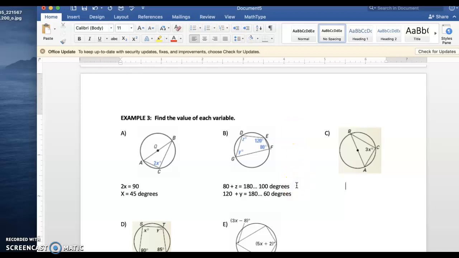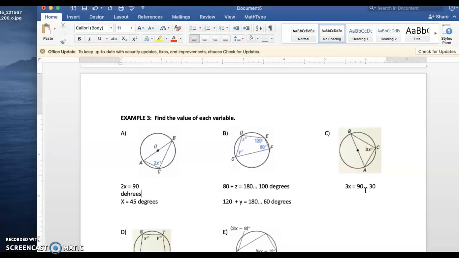Part C is just like part A. I see that this right triangle is drawn within the circle. I see that BA is the diameter and also the hypotenuse. So therefore, the angle across from BA is C, and I know that has to be 90 degrees. So I set 3x equal to 90, or x is just equal to 30 degrees.